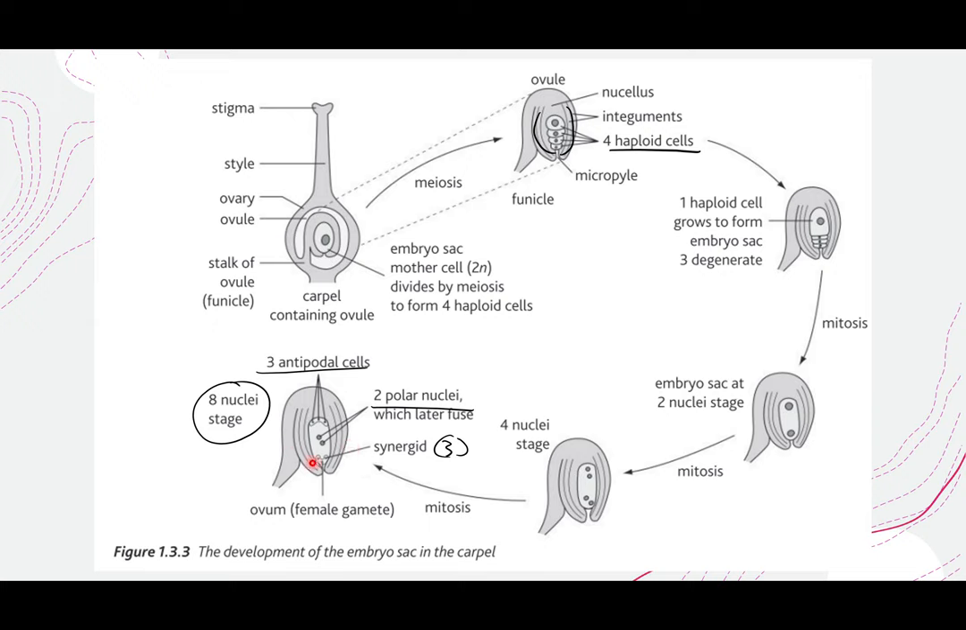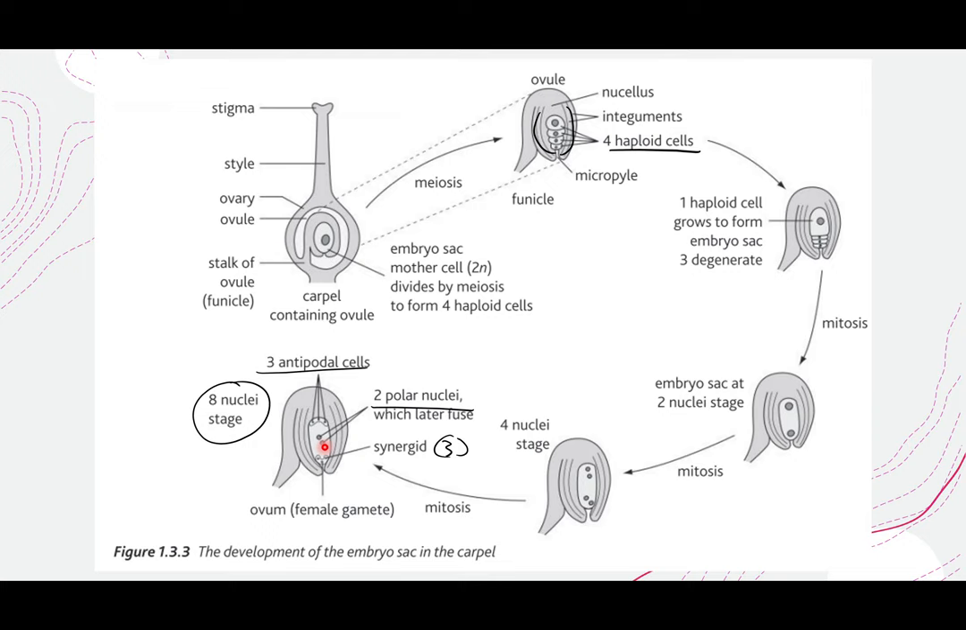Three of the cells will migrate to the top, towards the chalaza, towards the top of the ovule. And these are what we call the antipodal cells. Three of them are going to go towards the bottom, in what we call the synergids. And then two nuclei will remain in the center, which we call the two polar nuclei. So that's generally what's happening here.